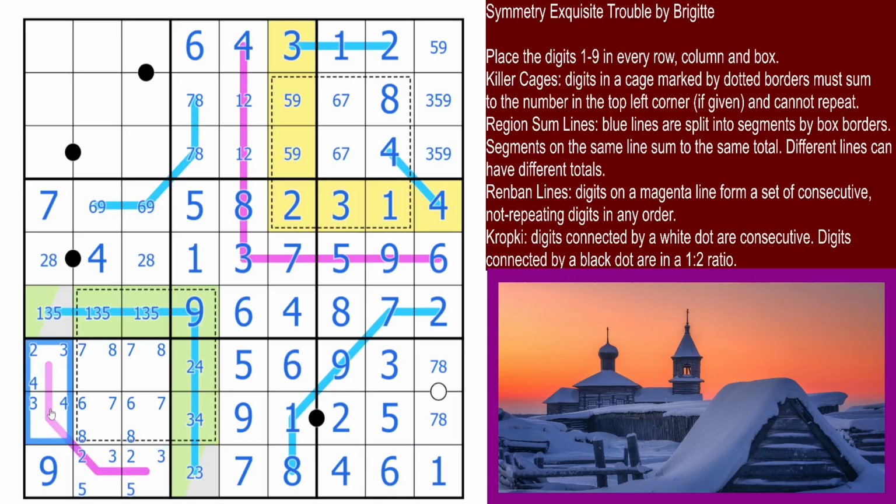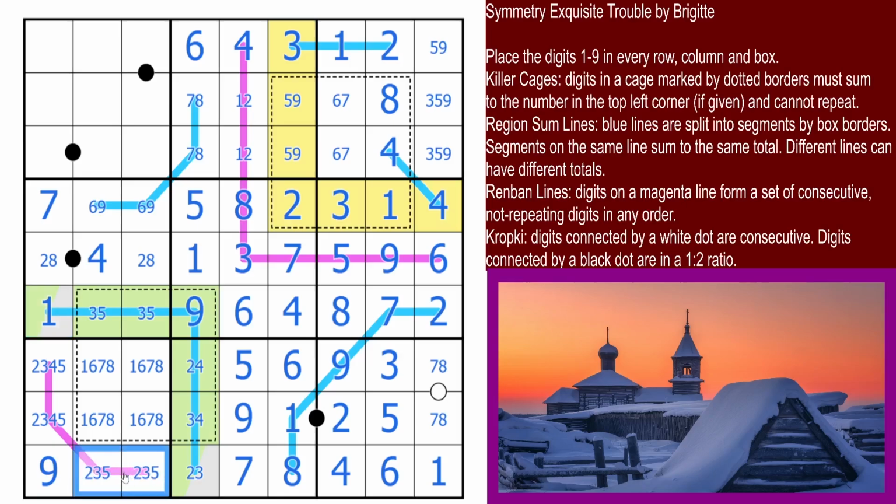And now this is the, yeah, obviously, this is the Renban, either 1, 2, 3, 4 or 2, 3, 4, 5. But now we know that 5 is definitely here. So this is 2, 3, 4, 5 Renban. 2, 3, 4, 5 Renban. And this is 1 is here. So this is 1, 6, 7. Now because 1 is here, 1 is not here. But 1 has to be here. So 1 is here. 2, 3, 4, 5, right? 4 is not here. And 2, 3, 4 is definitely here.